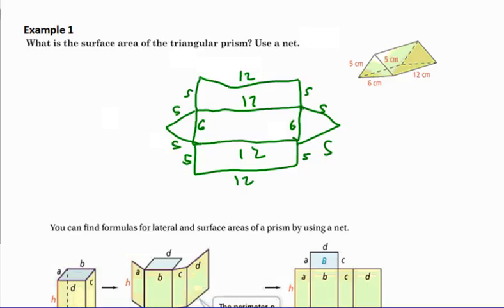Alright, so there's our labeled net of that triangular prism. Now you have to find the area of all the parts. So on the inside, 6 times 12, that's 72. In here, 5 times 12 would be 60. So it's also 60. Now you just have to find the area of this one.